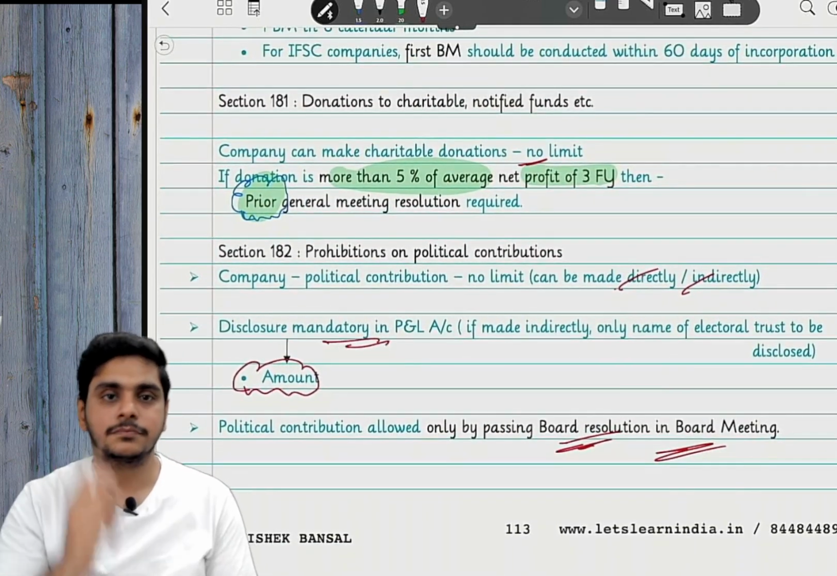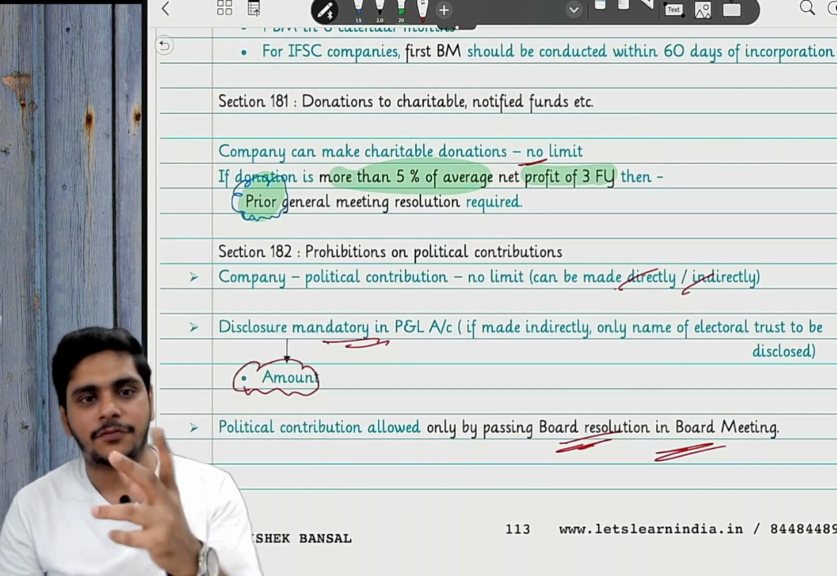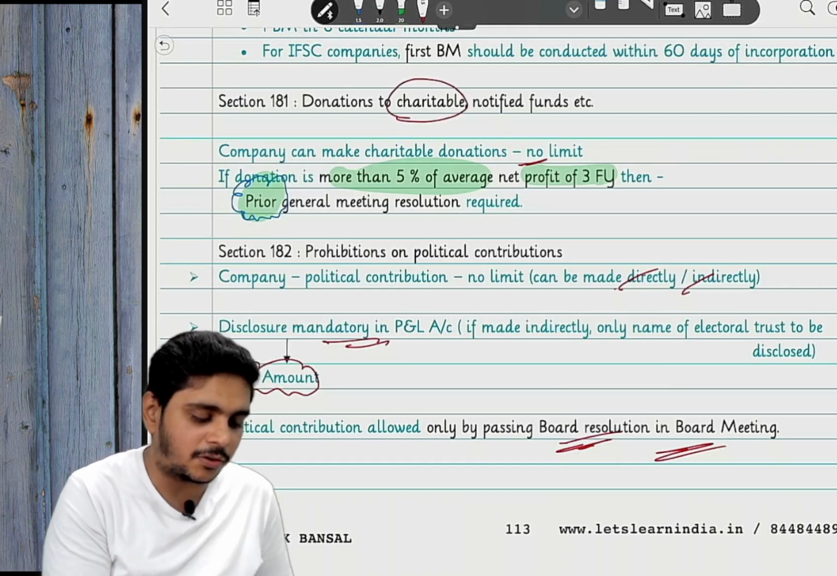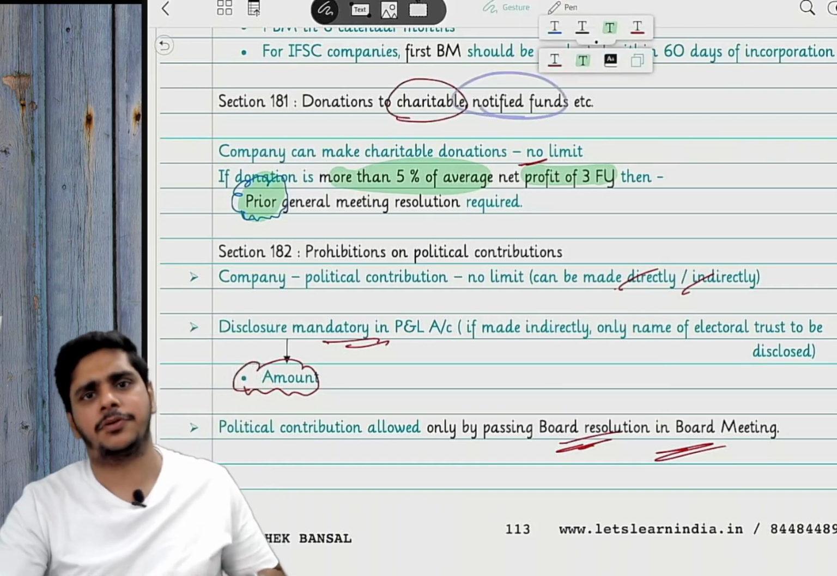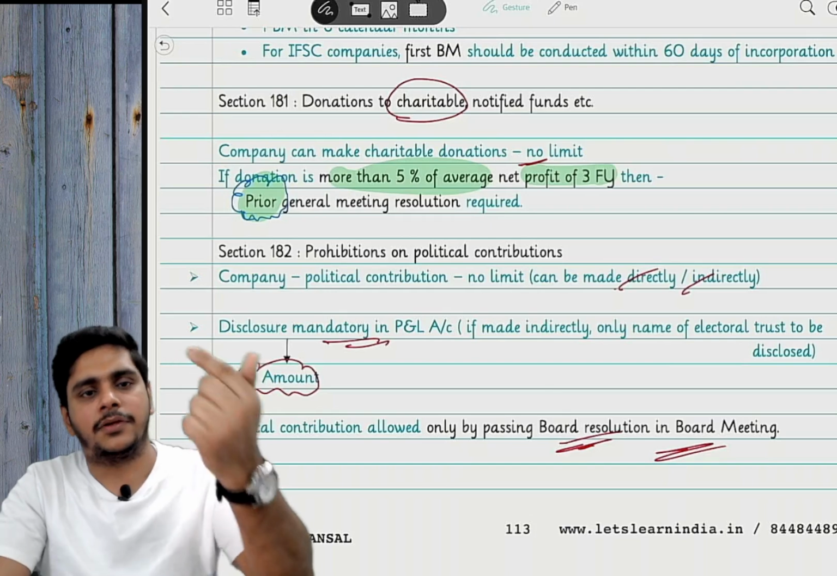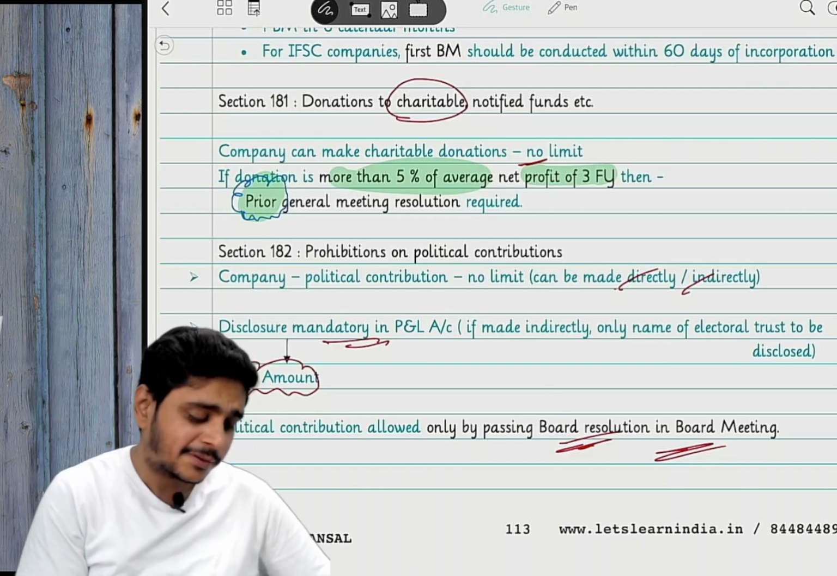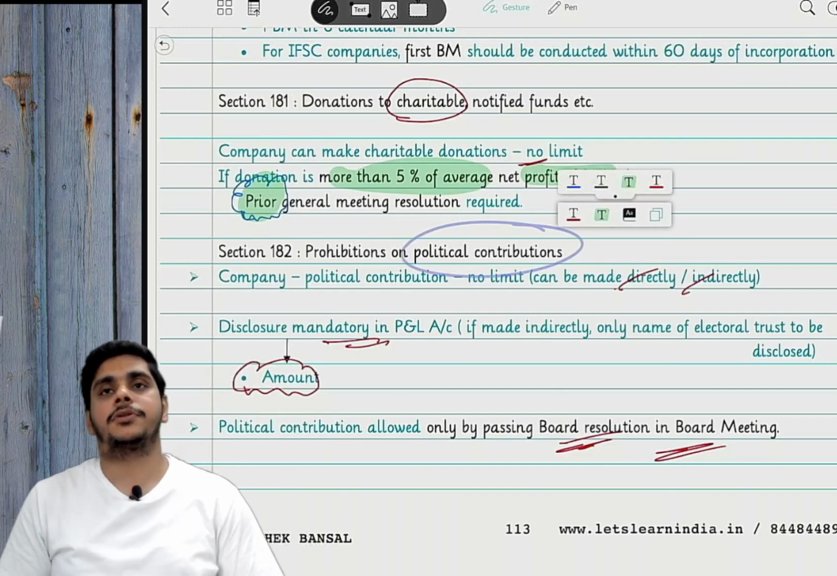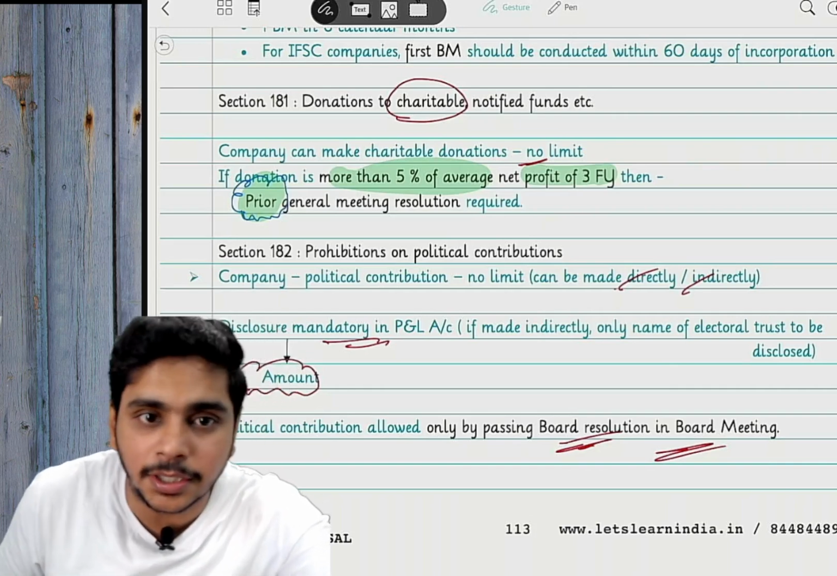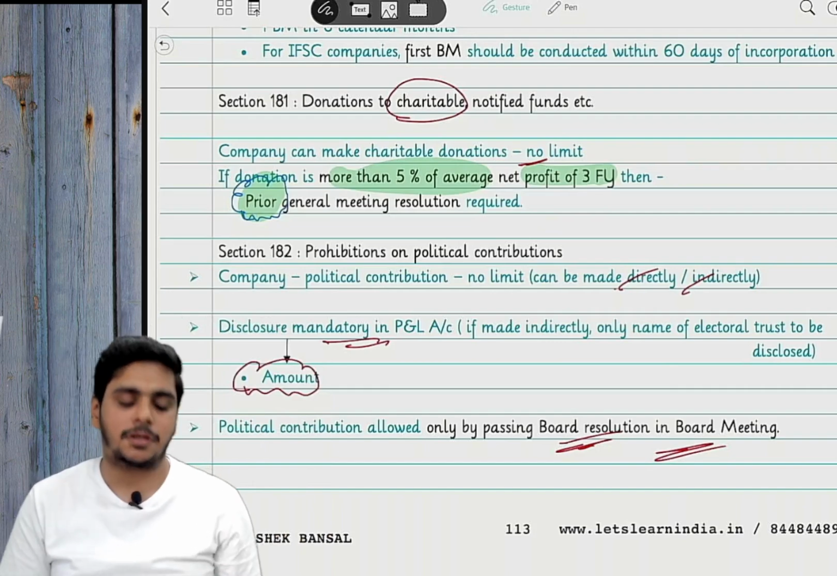Now see. Both are linked, but both are different concepts. Section 181 says donation to charitable or notified fund, etc. Donation to charitable or notified fund, that is basically charitable contribution. Now when you read the heading of 182, it says political contribution, that means you are giving donation specifically for political contribution. So 181 is charitable contribution, 182 is political contribution.